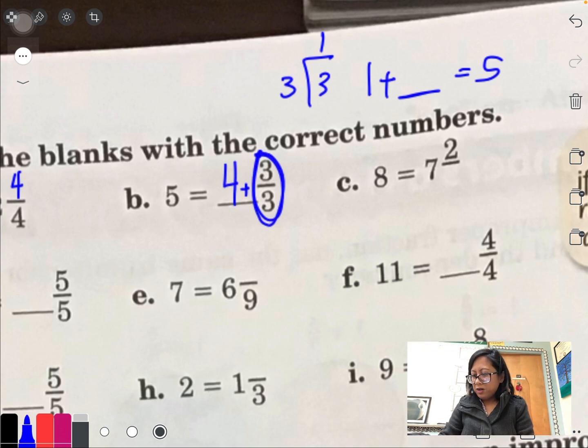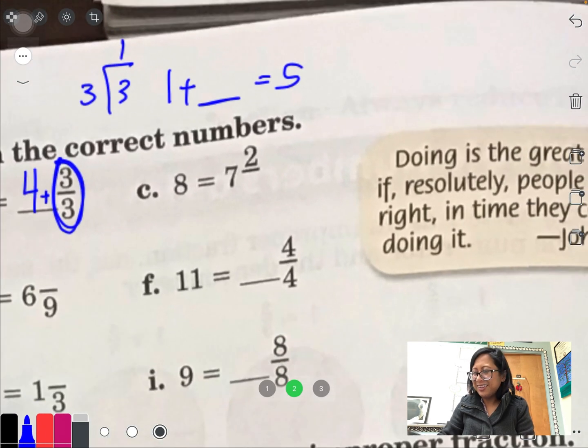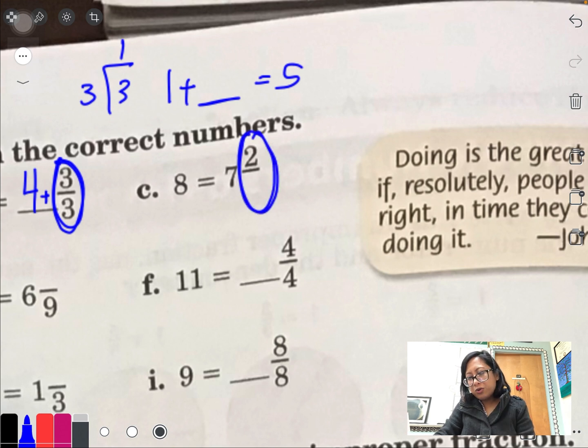Okay. Now C. It's missing a denominator. It looks like it's floating. All right. So again, I have to make this whole thing 1. That means my numerator and my denominator are the same. Because 1 plus this 7 will give me an 8. 1 plus 7 is 8. So if my numerator is 2, my denominator is 2. So this whole thing equals 1 plus 7 equals 8.